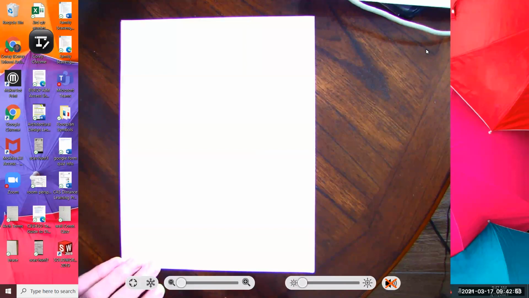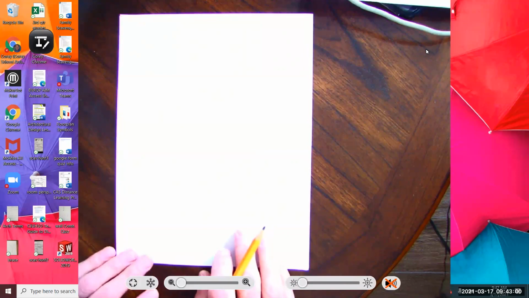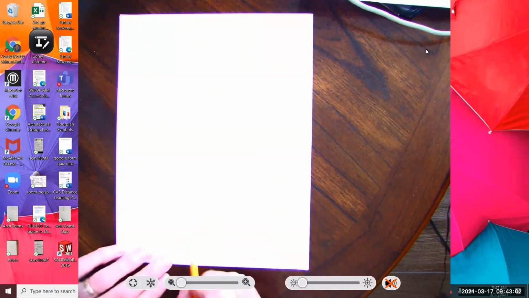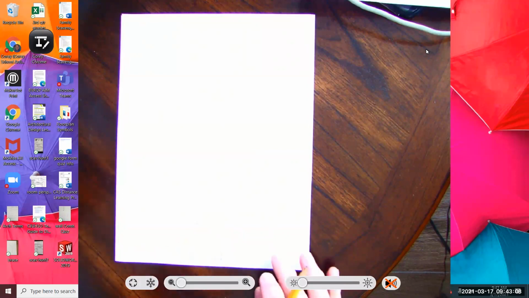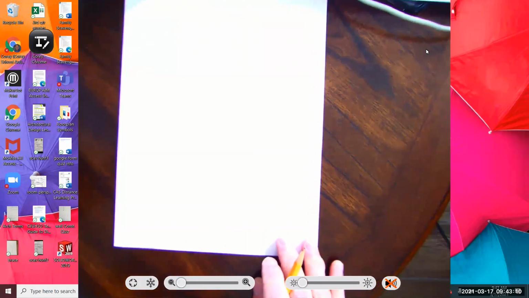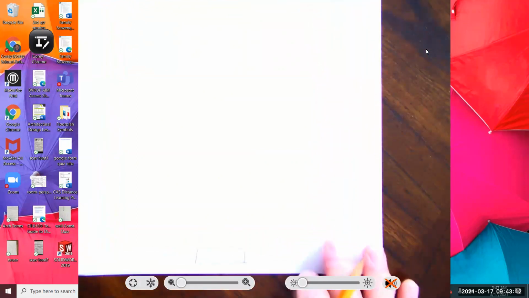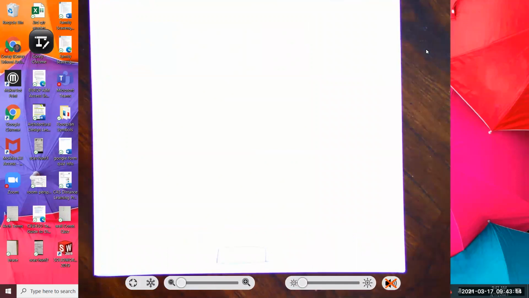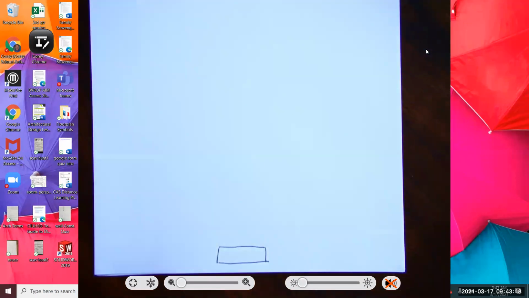So here we go. We're going to start at the bottom of our page. This is underground, and we're going to create, that's going to be hard to see. Let me try zooming in here. So we're creating underground what is called the footing.